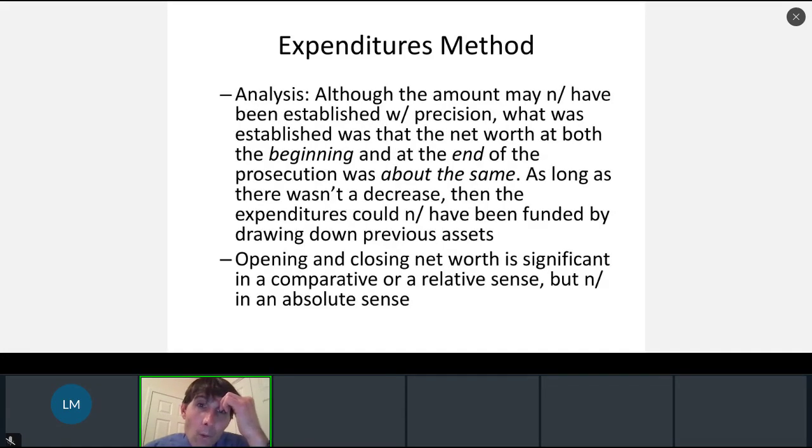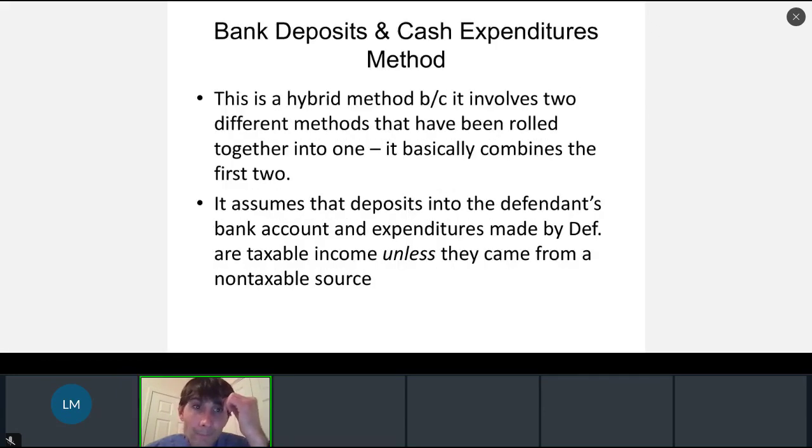The analysis here is that although the amount may not have been established with laser-like precision, what was established was that the net worth at both the beginning and at the end of the prosecution was roughly the same. As long as there wasn't a decrease, then the expenditures could not have been funded by drawing down previous assets. Opening and closing net worth is significant in a comparative or a relative sense, but not in an absolute one.